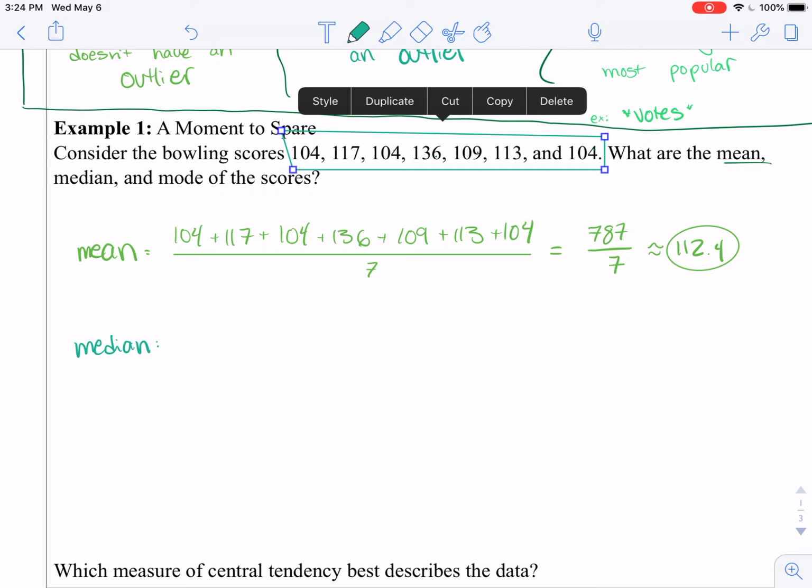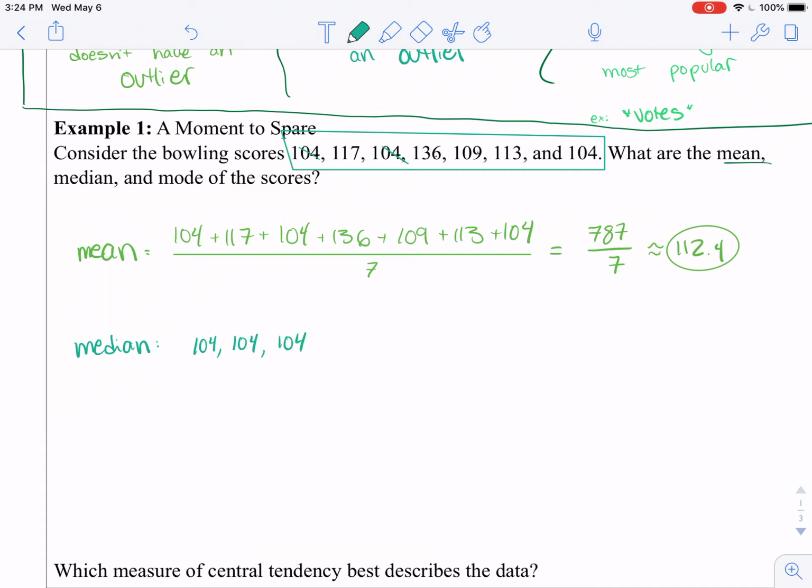Here we go. So our smallest, we have 104. And then we have another 104. We have one more 104. And then after that, we have 109. After that, our next smallest is 113. After that, our next smallest is 117. And finally, 136. Now you notice here that I was crossing them off as I wrote them down so that I knew I wouldn't skip any.